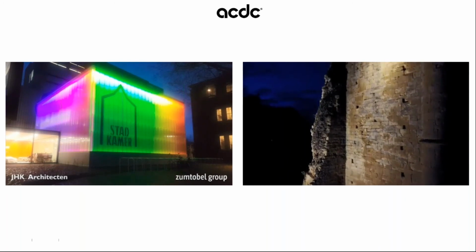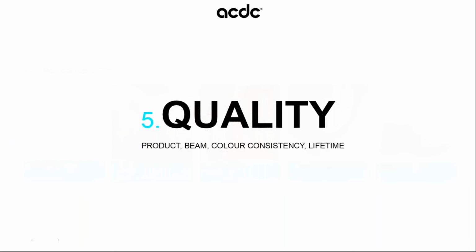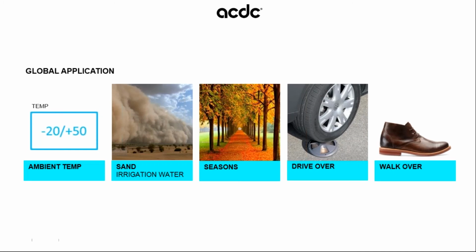Then we move on to number 5, which is quality. This is thinking about the product, the beam, and the color consistency of one beam with the next, one product next to another product, making sure there's color consistency in terms of the LEDs that are used, and the quality of that lit effect. Make sure that wherever these products are going to be used, they're suitable for that environment. Whether it's -20 to +50, make sure the product is suitable for its location. Think about the seasons, and the environment that it's going in.